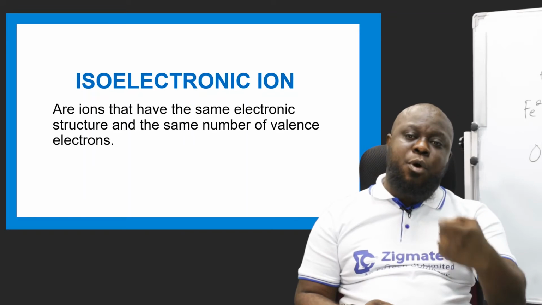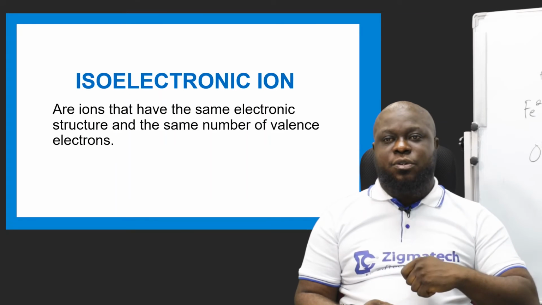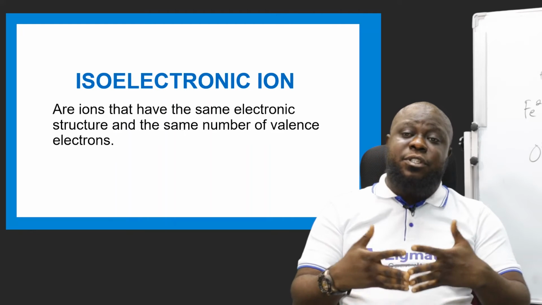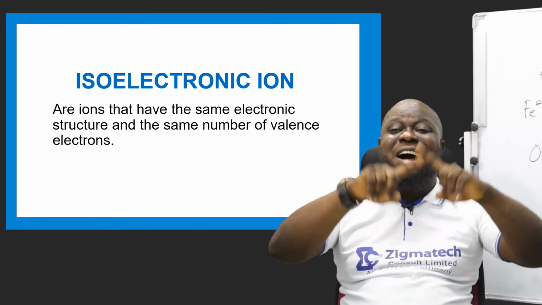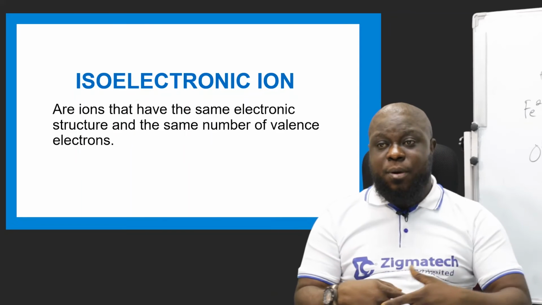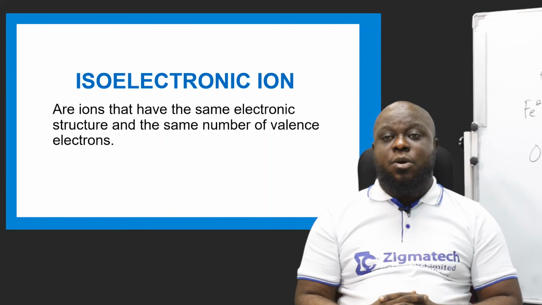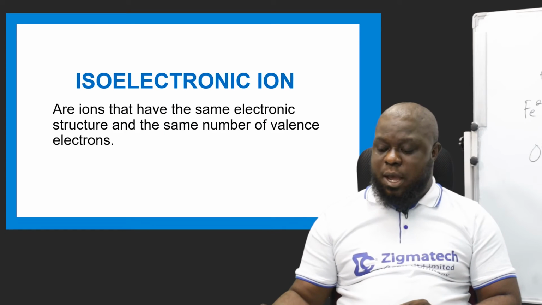So they have the same number of these electrons. They are called isoelectronic ions. When these ions have the same number of electrons at the outermost shell of the atom and the electronic structure is the same, then we'll call it an isoelectronic ion.